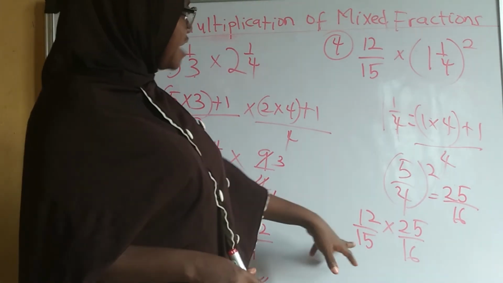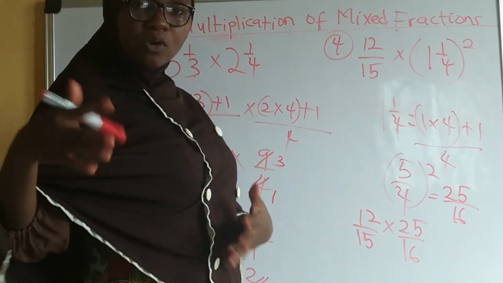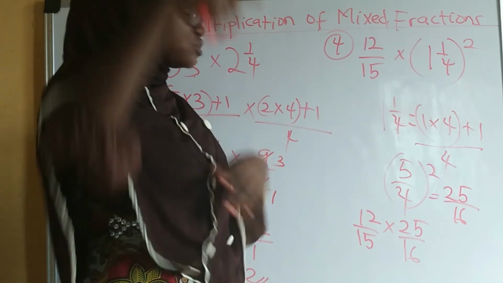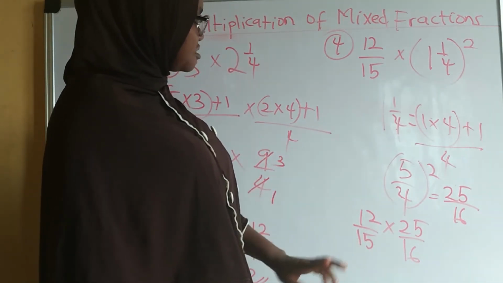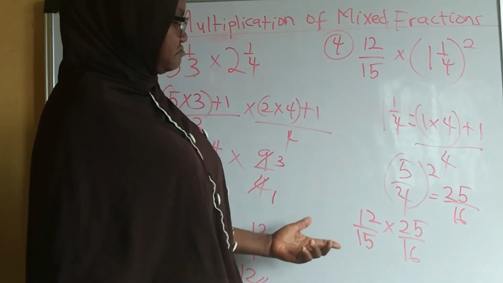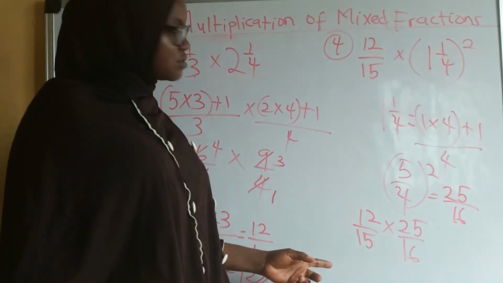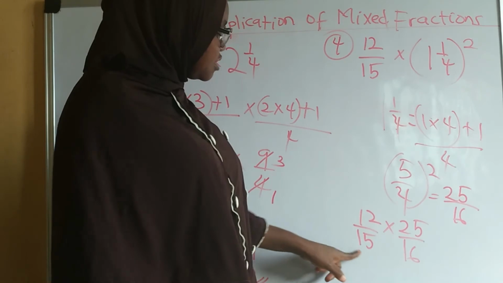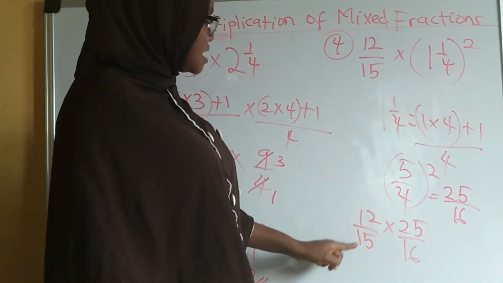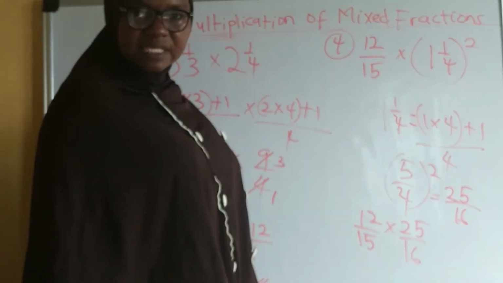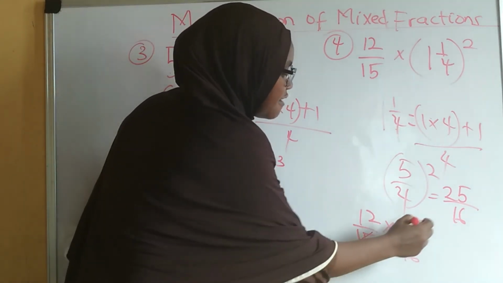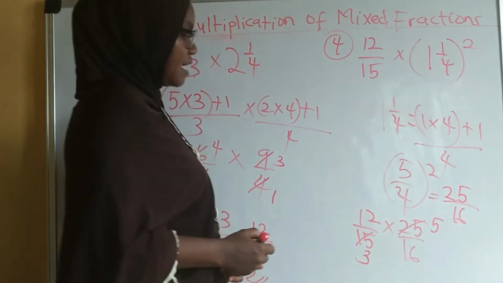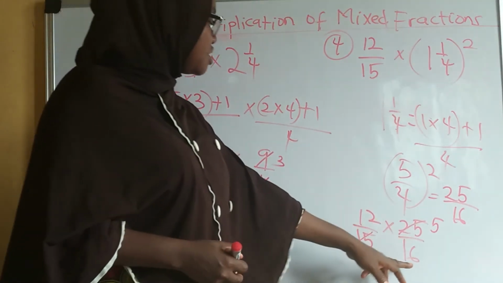I need to pick any of these denominators. Let's pick them one by one and check against any of the numerators. Now I have 15 here. Is there any number I can use to divide this 15 and this 12? I think so, yes. 3 can divide both. But I can still check further. This 15 and this numerator here, is there any number I can use to divide both? Yes, which is 5. 5 in 15 is 3. 5 in 25 is 5.